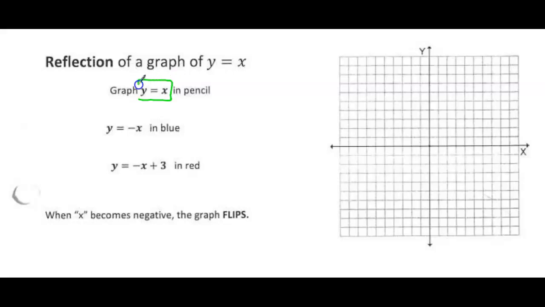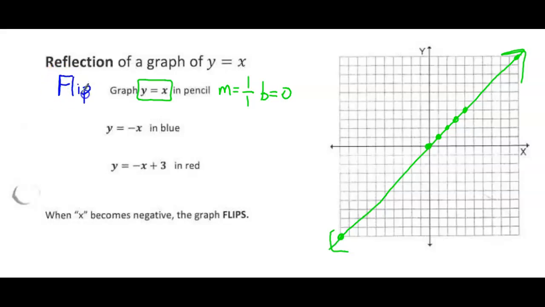Let's start off once again with y equals x. That's our slope is 1 over 1, and our intercept is 0. So remember, that's the up 1, right 1. And it goes from corner to corner. Y equals x will always look like this. Now, another name for a reflection is a flip. Hopefully you remember that from transformations.